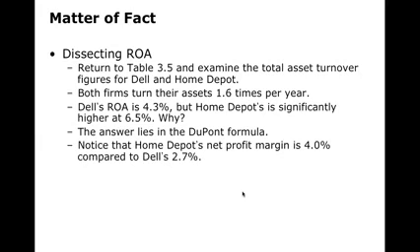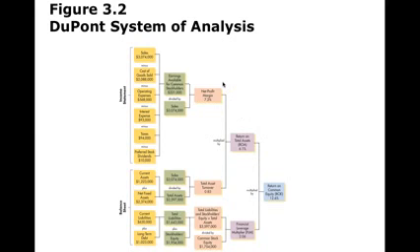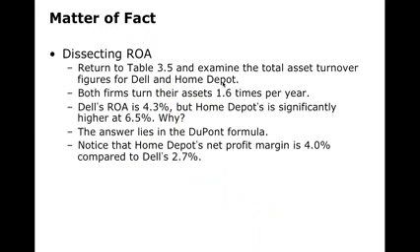Okay, so dissecting the ROA, which I was doing before, we want to examine, if we look at table 3.5 from the textbook, the total asset turnover for Dell and Home Depot. Both firms have total asset turnover of 1.6 times a year, and Dell's return on assets is 4.3, Home Depot's is 6.5. Why is Home Depot's higher? The DuPont analysis will tell us.